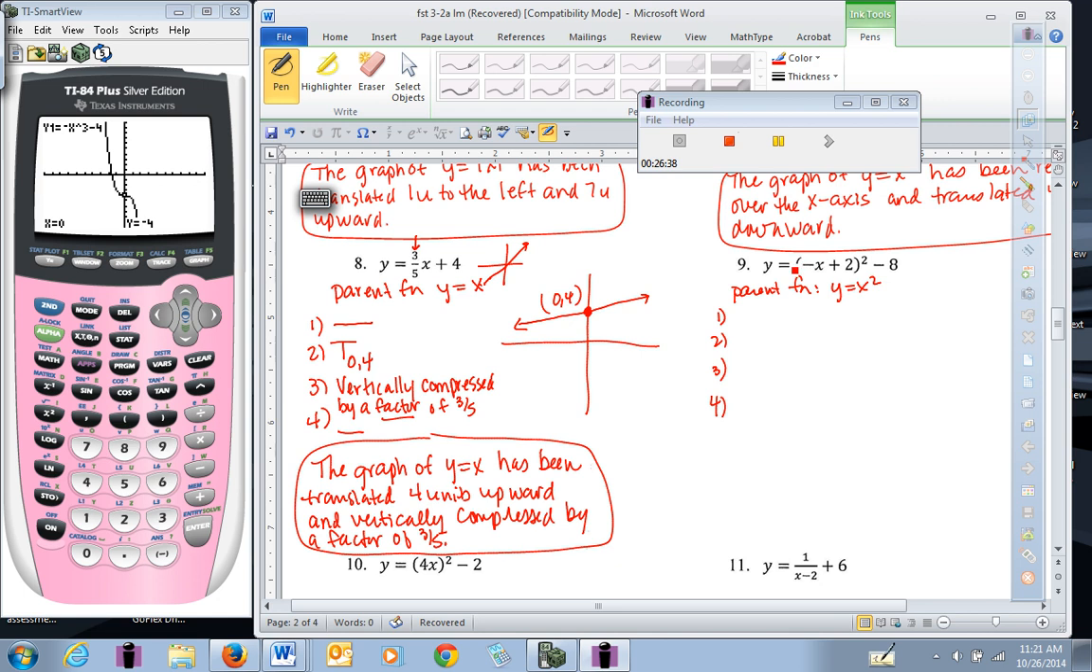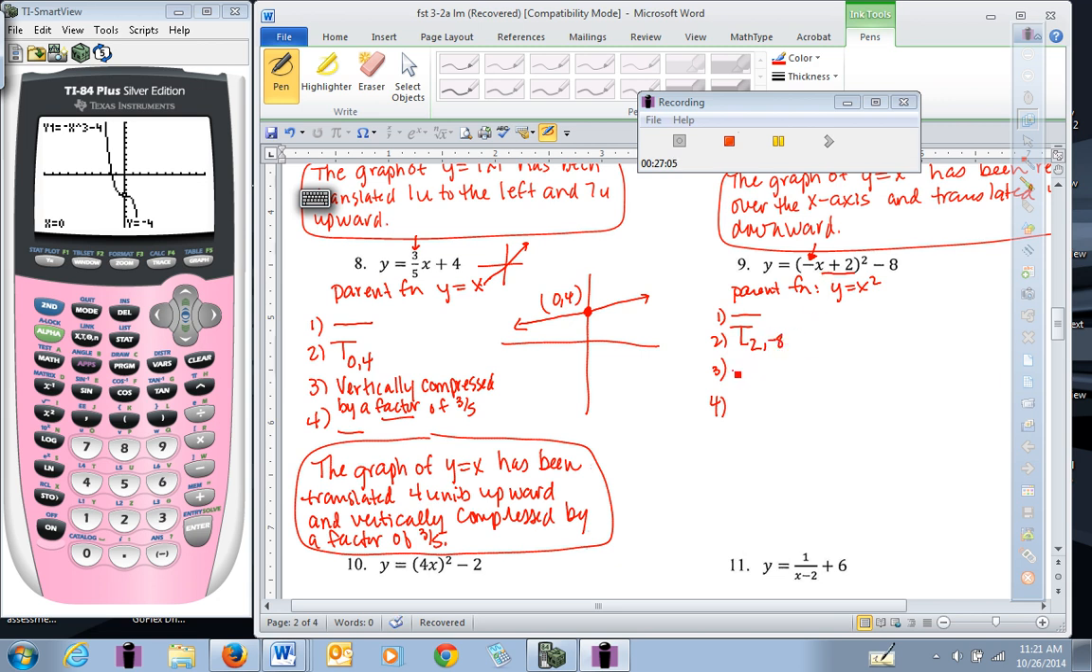Notice that we don't have any negatives outside the grouping symbol for number 1. For number 2, now this is where it gets kind of tricky. Some people like to say, well, now wait a minute. Maybe that 2 is a positive 2 and not a negative 2, but set this aside. Don't worry about this for the time being. Just look at the x plus 2 part. That's going to go 2 to the left, and then this is going to go 8 down.